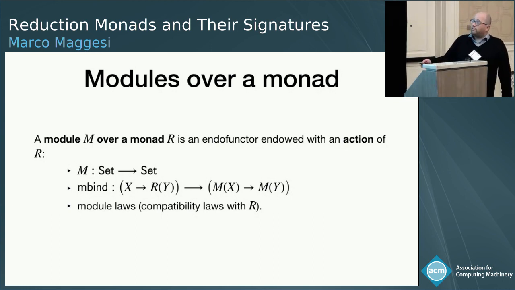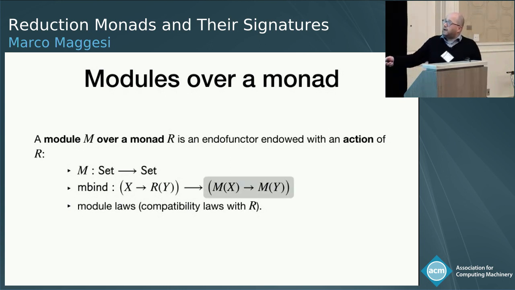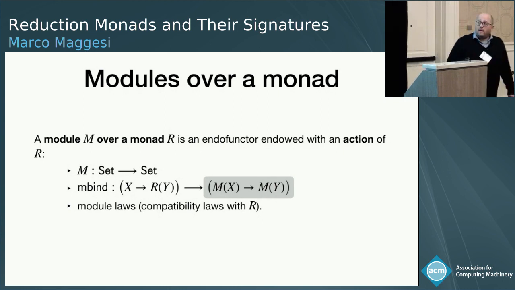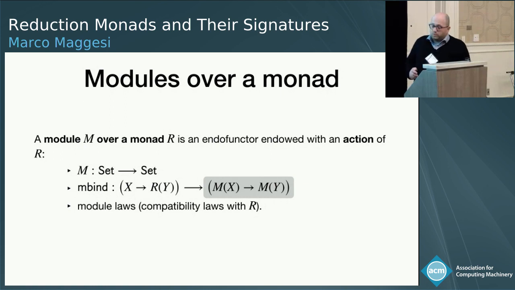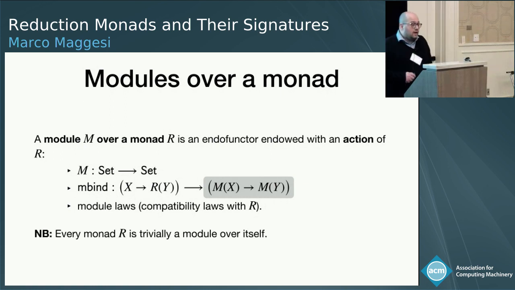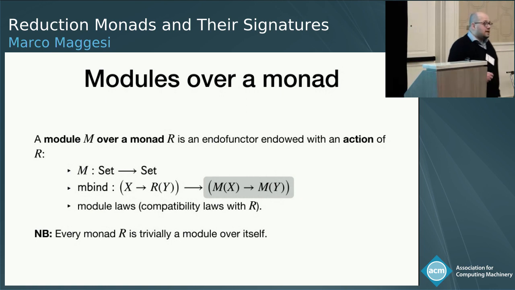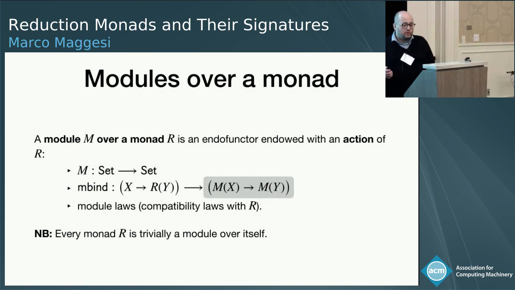So you have the endofunctor, and you have a kind of substitution, which we call M-bind. And the key point is that here you have the functor M, not the functor R. And of course, you have to give some compatibility conditions. And one easy observation is that every monad is a module over itself. That's easy. And of course, we have other examples of modules which are not monads.